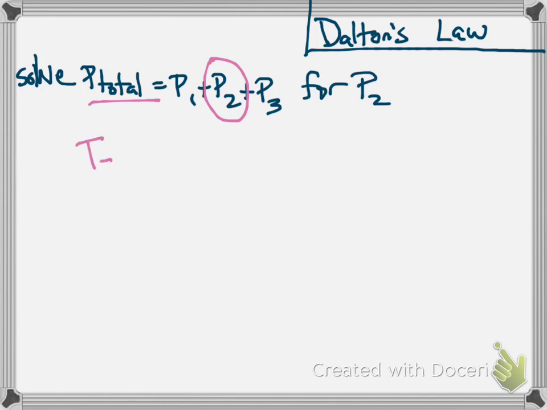So P2 is equal to P total. I don't know why I wrote a T there, but P2 is equal to P total, minus the other pressures. If we know the pressure of the whole mixture of gases, like say a scuba tank or something like that, and we want to figure out just the pressure of this one gas, say nitrogen, we would subtract the pressures of all the other gases in the mixture. So P1 would be the pressure of the first gas, and P3 would be the pressure of the third gas. With that, we're able to very easily figure out the partial pressure of that second gas.